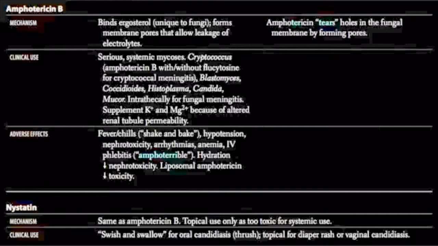The next drug is nystatin. Very similar to amphotericin, it's so toxic that you can't really give it for systemic use. So in general, you give it for candida infections, very superficial kinds of infections, and very often for people with thrush, you give it in a swish and spit formulation.